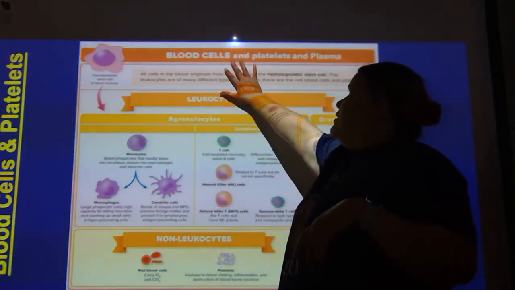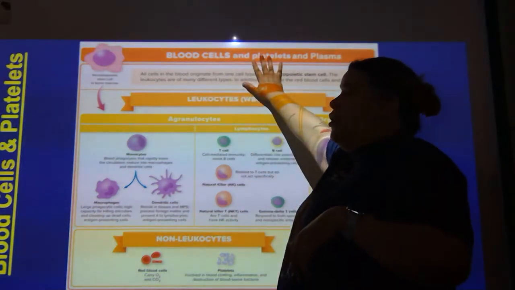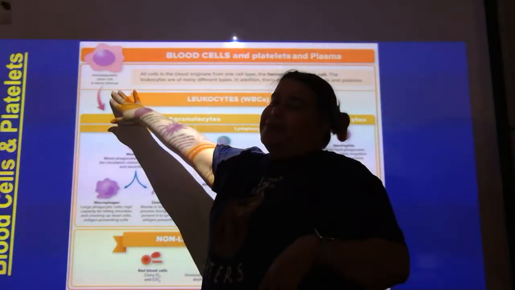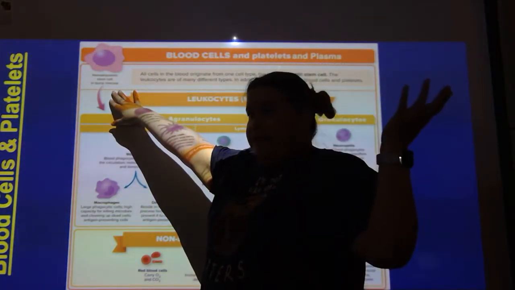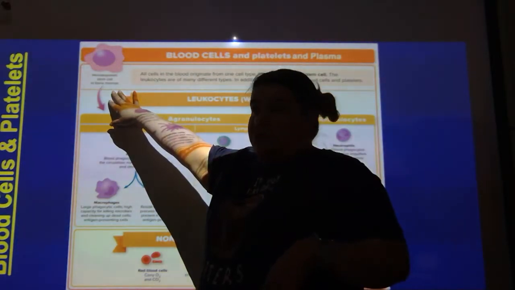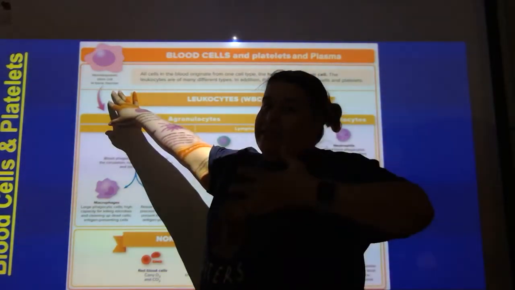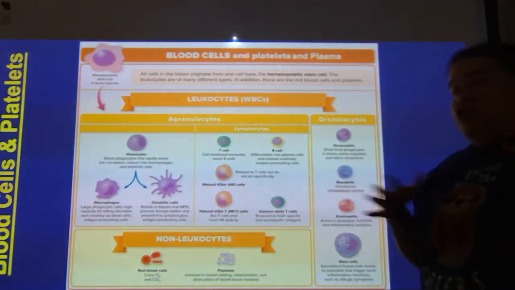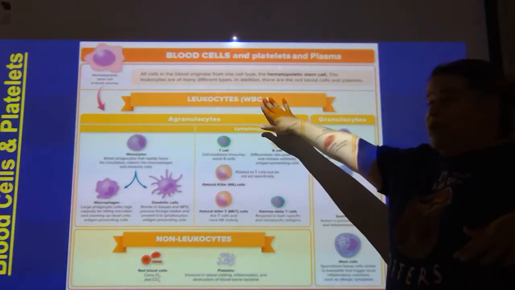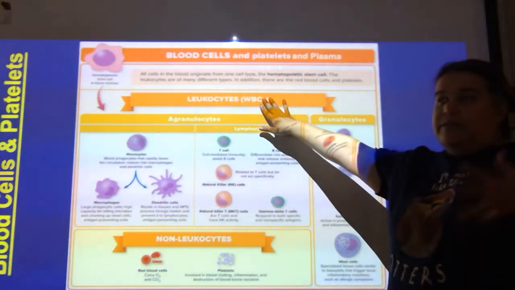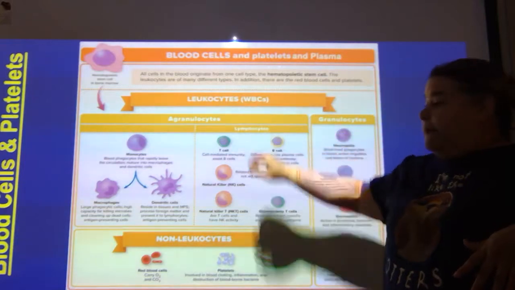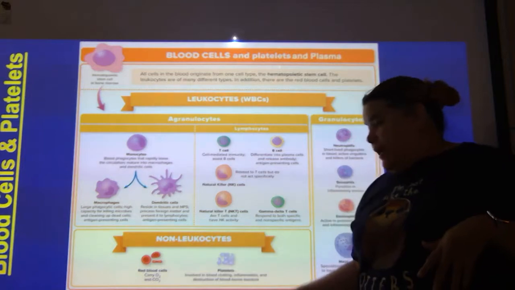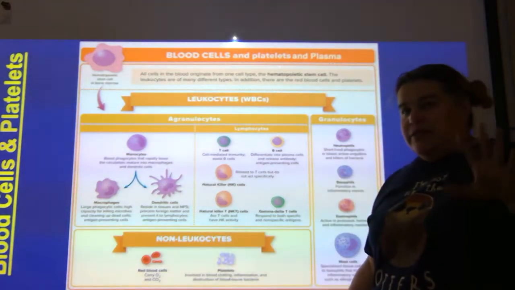So all of our cells and our platelets are derived from a cell called a hemopoietic stem cell. If you've ever seen the news, you know that stem cells are responsible for starting other cells. They're kind of like the beginning cell that gets all of the other cells made. We have two main types of cells: leukocytes. Leuko means white, cytes means cells, so these are our white blood cells. And we have the non-leukocytes. That includes the red blood cells and the platelets, although platelets aren't cells, technically.